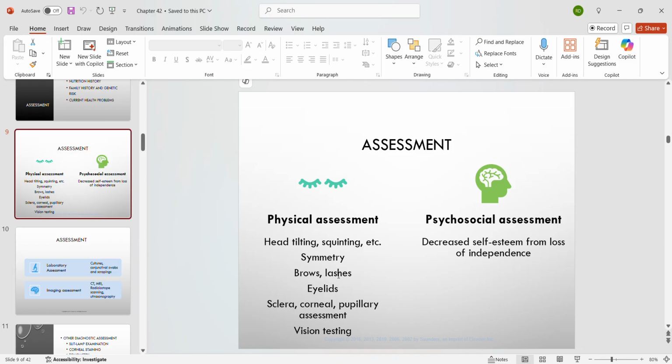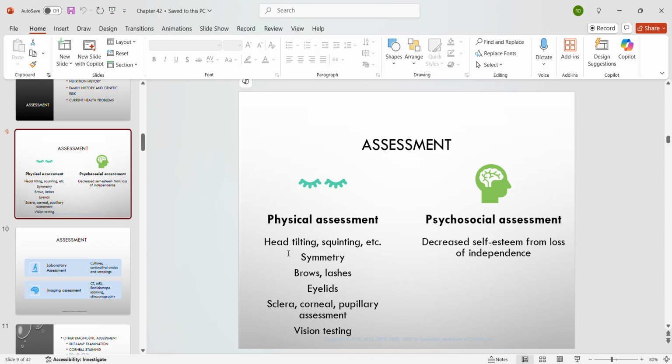Also check the conjunctiva. Note the color. It should be pink, and look for signs of inflammation or infection. Check the sclera. Observe for any redness, swelling, or yellowing called icterus, which is a form of jaundice. And check the eyeballs. Check for symmetry, alignment, and signs of injury.